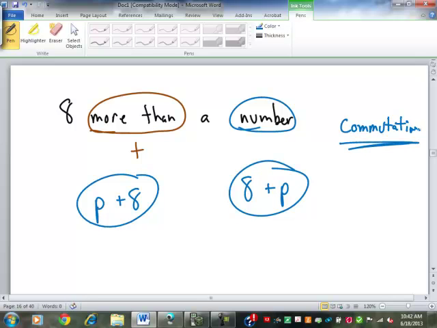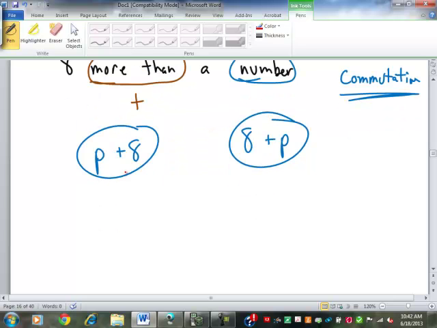That's a really big word to describe a simple process of if 3 plus 4 equals 4 plus 3. It doesn't matter what order you add the two numbers in. But what are some other phrases that might imply addition? Well, of course, plus. 8 plus a number would be 8 plus p or p plus 8.